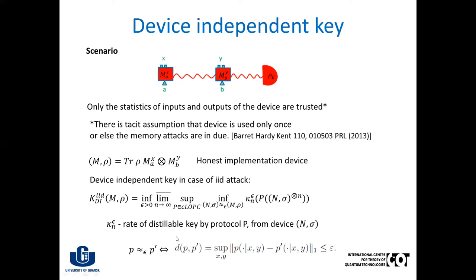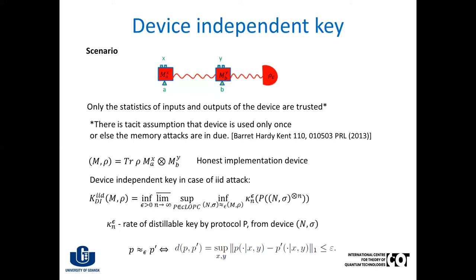And by this closeness in epsilon, what I mean here is that the device (N, sigma) mimics the operation and statistics of device (M, rho). So for two conditional probability distributions, P and P prime, I say that they are epsilon close if, when I take a supremum over measurements x, y, the distance between the two distributions, P_xy and P prime_xy, is not greater than epsilon, okay? One can, of course, vary this definition. One can look not for closeness of devices, but for example at the Bell parameter, like the value of a Bell inequality, or some other parameter like quantum bit error rate. But actually we consider this, and our upper bounds are independent of the choice of this closeness here.